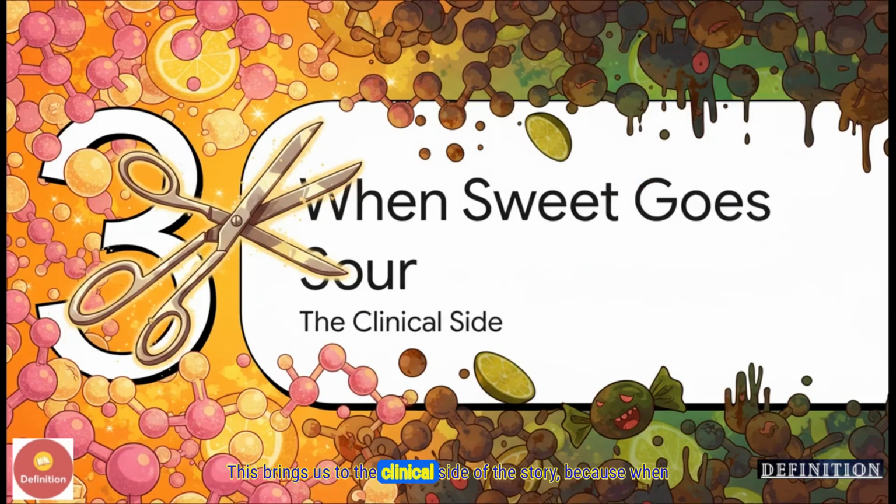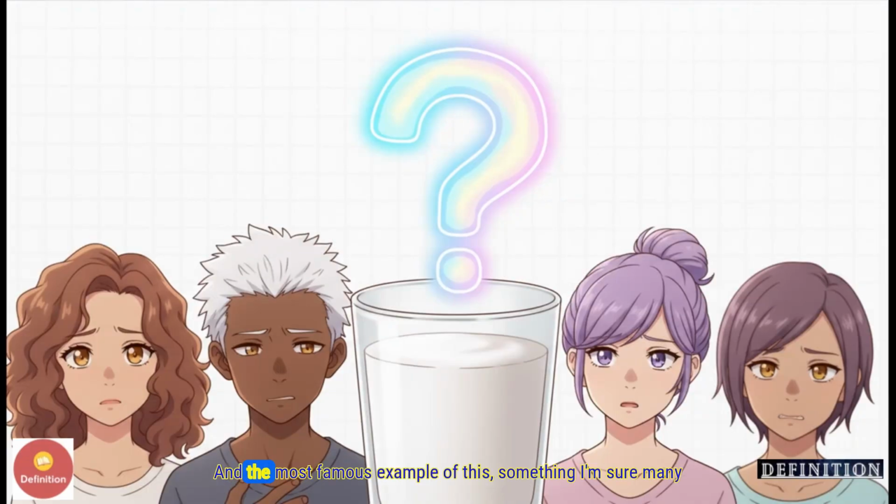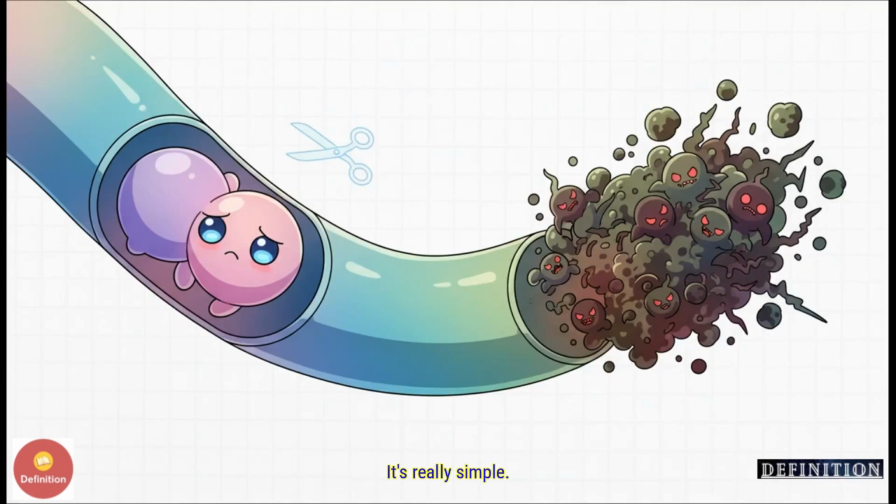This brings us to the clinical side of the story, because when this perfect system of molecular scissors doesn't work quite right, well, that's when sweet can definitely turn sour. And the most famous example of this, something I'm sure many of you have heard of, or maybe even deal with yourself, is lactose intolerance. So what's actually going on here? It's really simple. The body just isn't making enough of the lactase enzyme, those specific scissors we need to break down lactose. Without the right tool for the job, the lactose travels through your gut undigested, and that's what causes all those, well, uncomfortable symptoms.